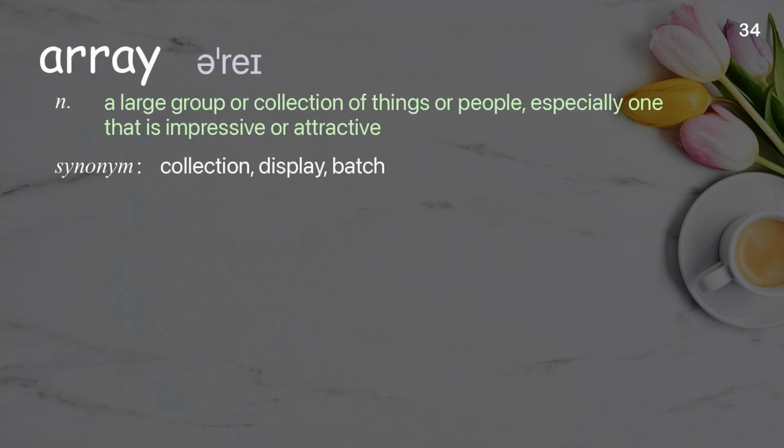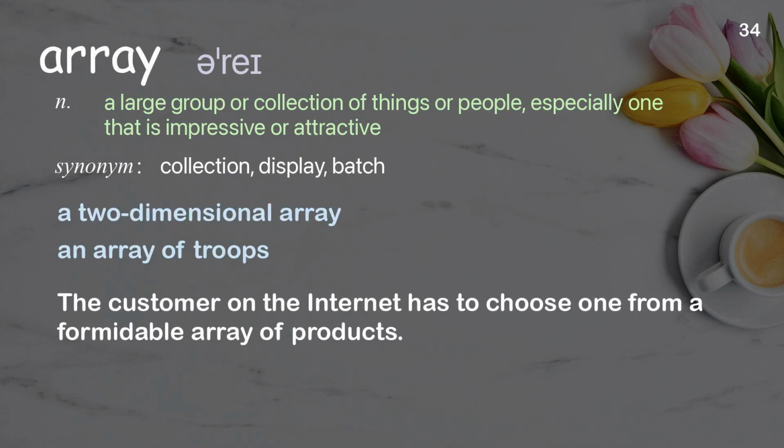Array. A large group or collection of things or people, especially one that is impressive or attractive. Examples: A two-dimensional array. An array of troops. The customer on the internet has to choose one from a formidable array of products.